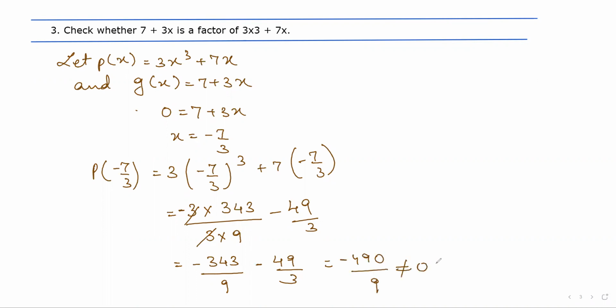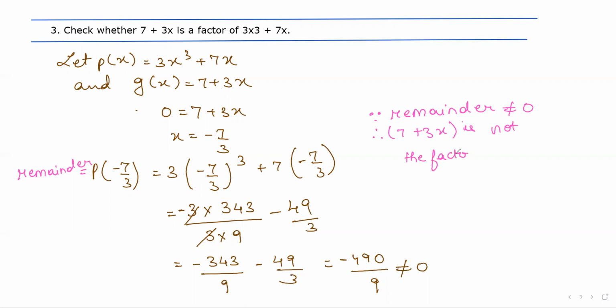This value is not equal to 0. Therefore, this is equal to the remainder. Since the remainder is not equal to 0, therefore 7 plus 3x is not a factor of 3x cubed plus 7x. That concludes this exercise. Thank you.